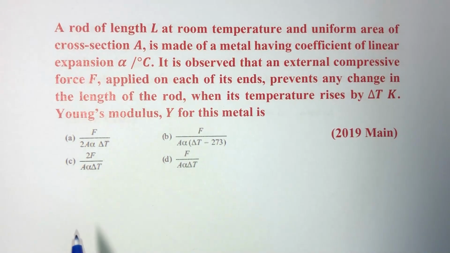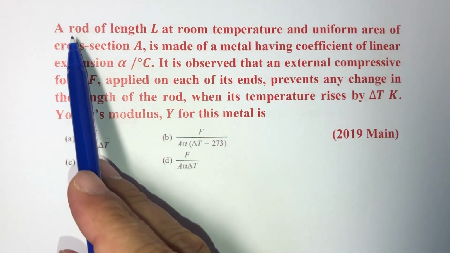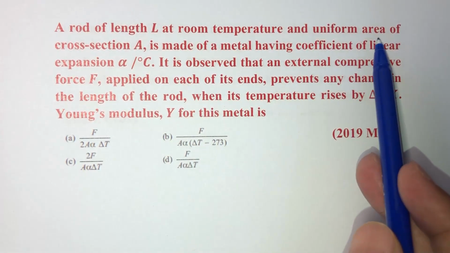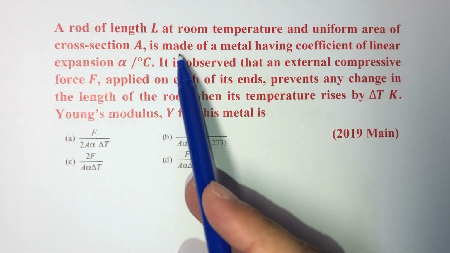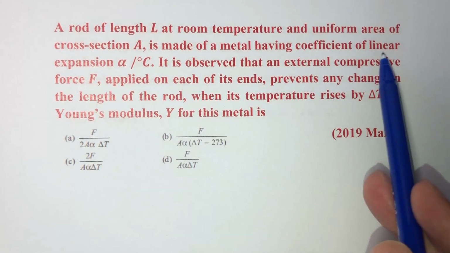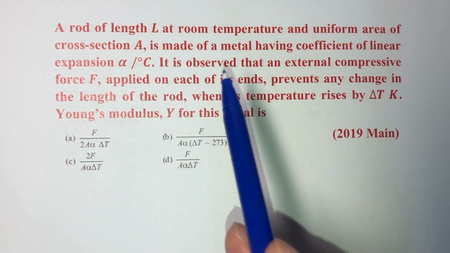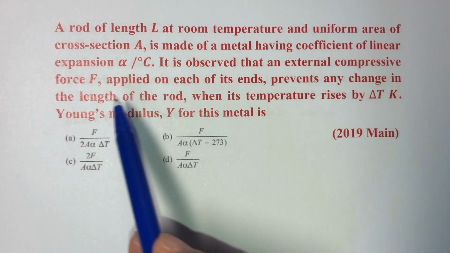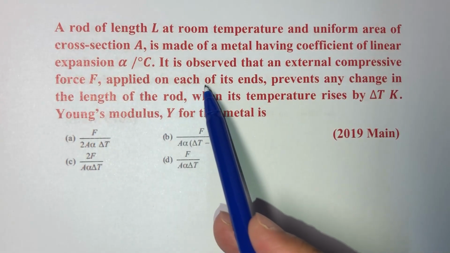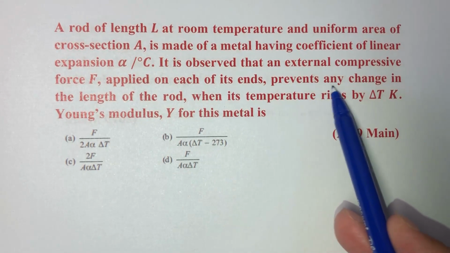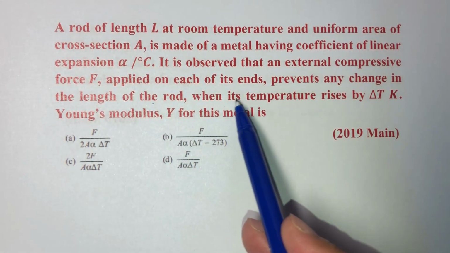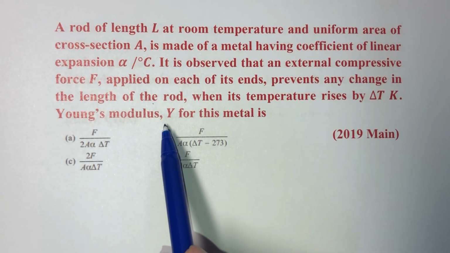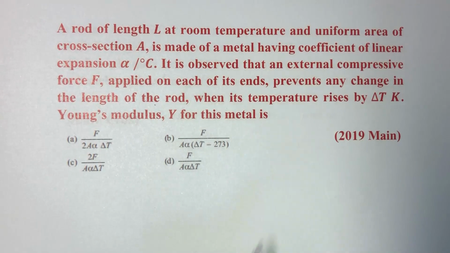Hello friends, today's question. A rod of length L at room temperature and uniform area of cross section A is made of a metal having coefficient of linear expansion alpha per degree centigrade. It is observed that an external compressive force F applied on each of its ends prevents any change in the length of the rod when its temperature rises by delta T Kelvin. So Young's modulus Y of this metal is.